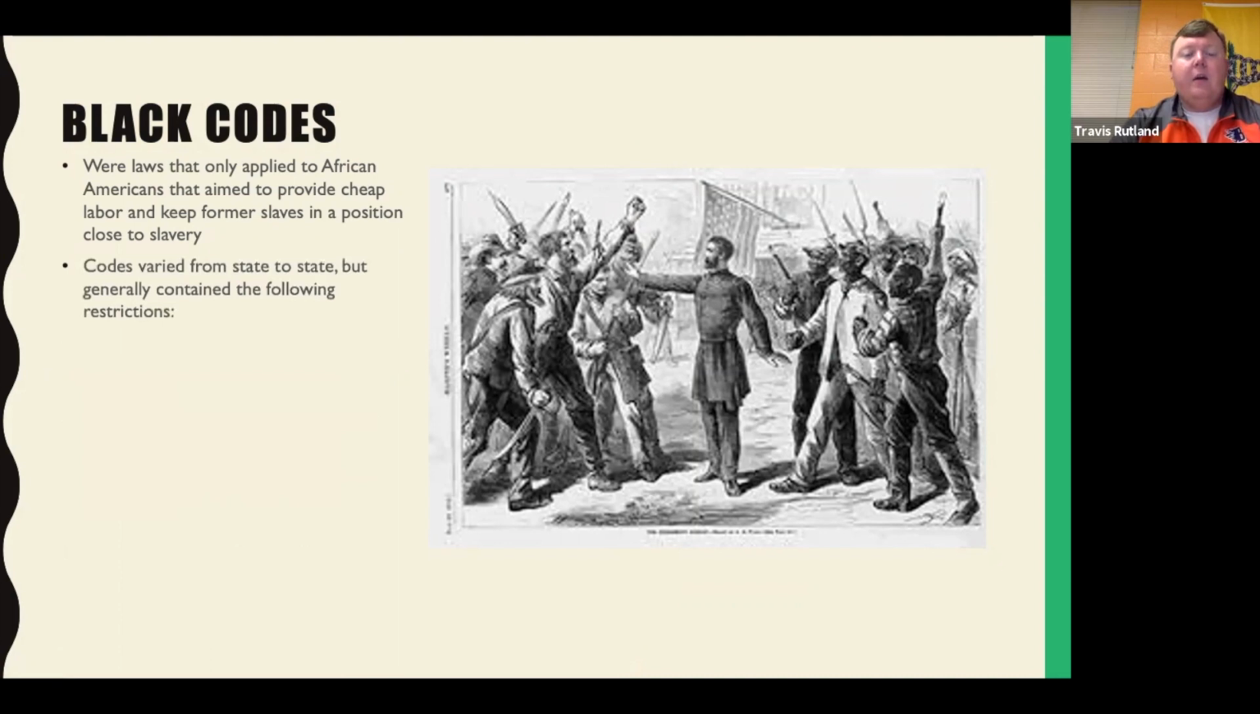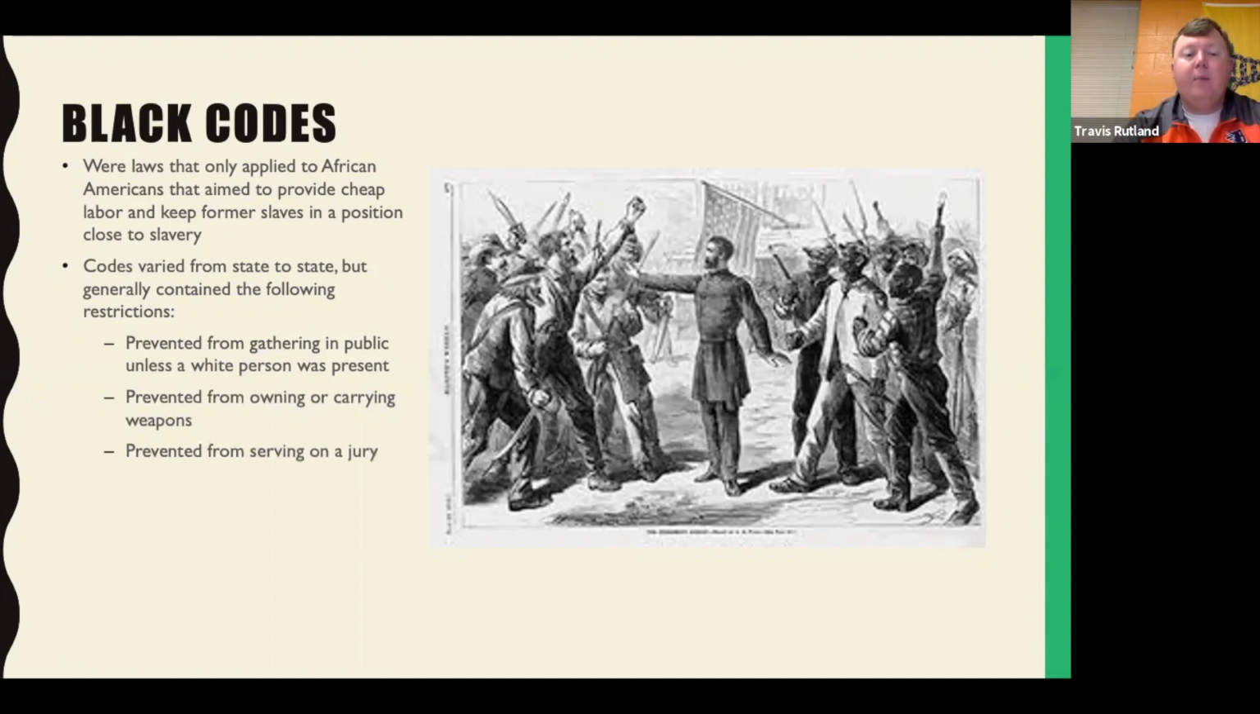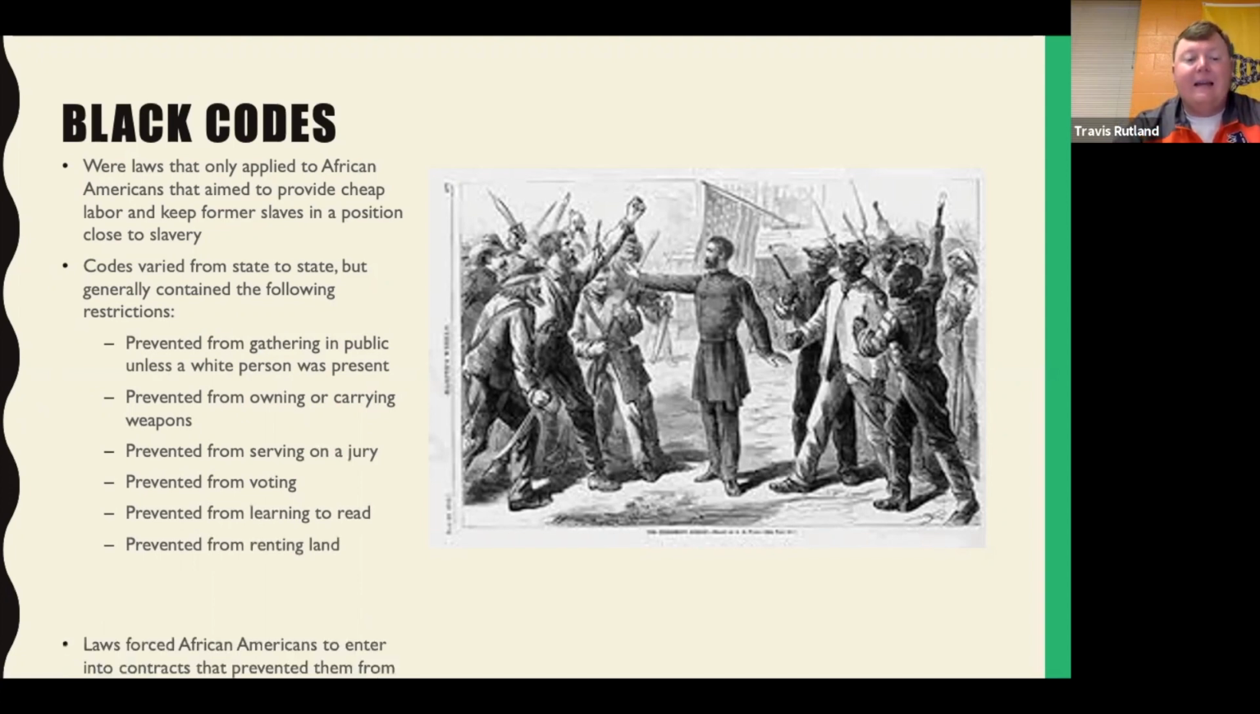Now, codes did vary from state to state, but generally contained the following restrictions: prevented from gathering in public unless a white person was present, prevented African Americans from owning or carrying weapons, prevented them from serving on a jury, prevented them from voting, prevented them from learning how to read, and prevented them from renting land.